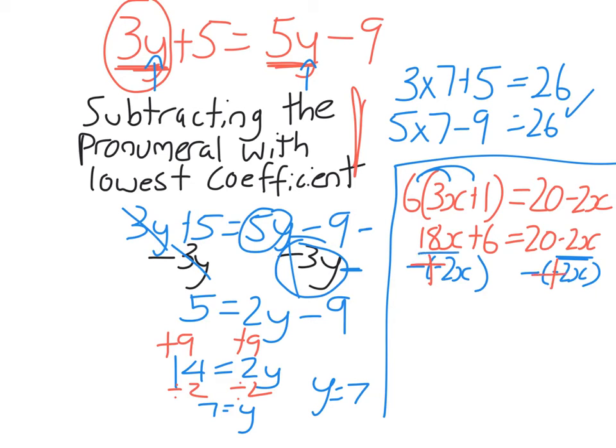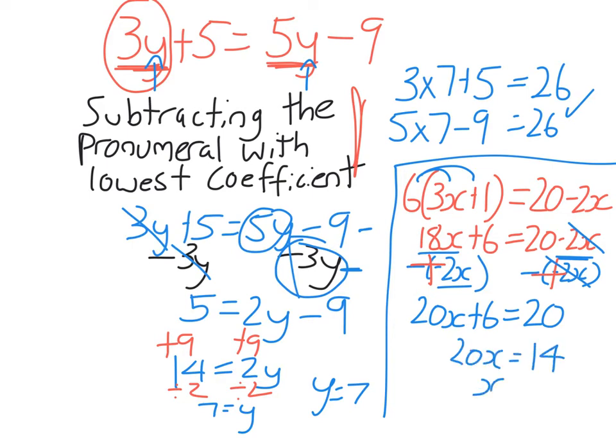On the left-hand side, 18x plus 2x is 20x. I leave the 6 by itself, it's not a like term. And then on the right-hand side, I have 20 minus 2x plus 2x cancel out. So now I've got my equation 20x plus 6 equals 20. You know how to solve it from here. Subtract 6 from both sides and then divide by 20 and you get x is 0.7. Again, I can substitute x for 0.7 here and here and see if I get the same number on the left-hand side as the right-hand side.